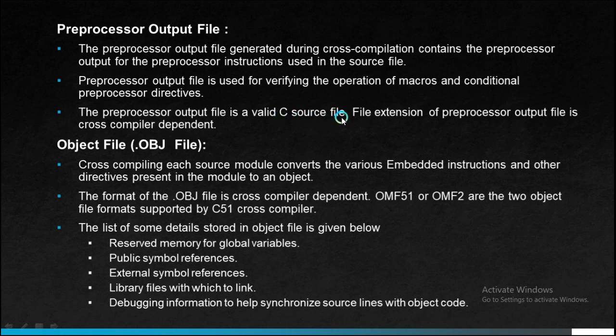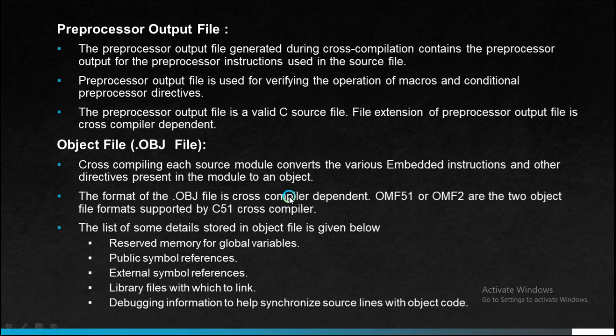Next file that we are going to deal with is the object file, which has the extension .obj. As the name suggests, during cross compilation each source module is converted into an object, and that is stored as an object file. The format of the object file is actually cross compiler dependent. That is, object files will have certain formats, and all these formats are cross compiler dependent.